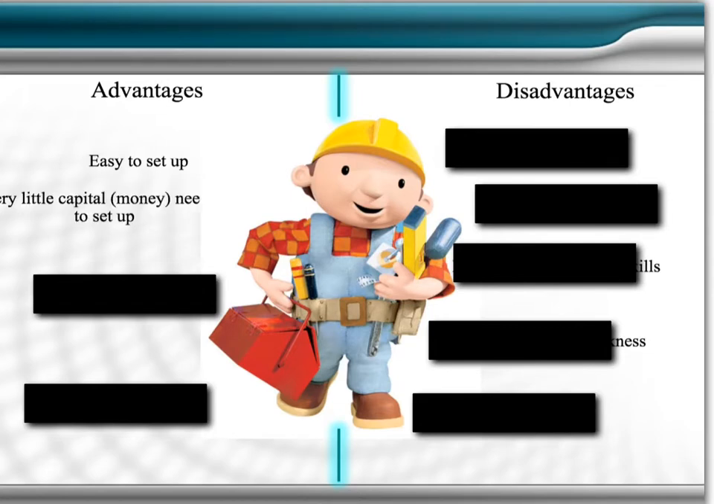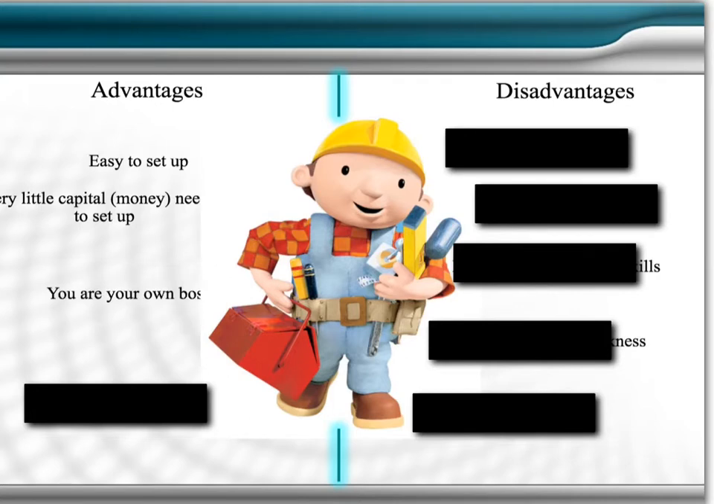Second one, and this is good, is you need very little capital money to set up. You don't need much money to set up. If you want to set up a PLC, for example, you need £50,000 of capital available. Again, it's a bit of a weak one, that one, though. It's not as much to say.